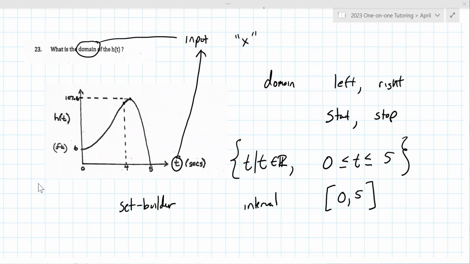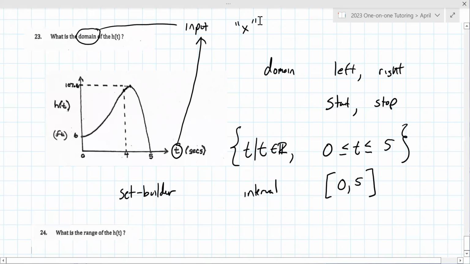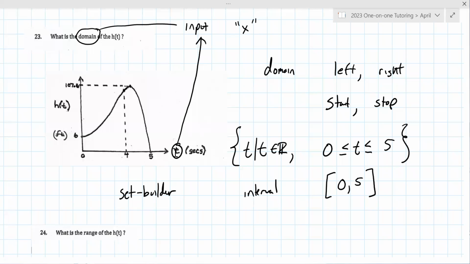So domain is always the input value. Which is usually X. In this case, though, it's T. Time is the input. Okay. So domain is the input, slash X value on graph. Range is the output, Y value of graph. Okay.